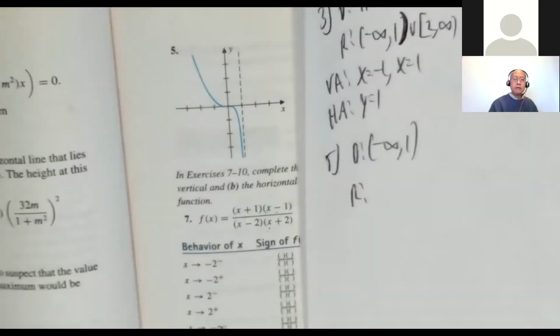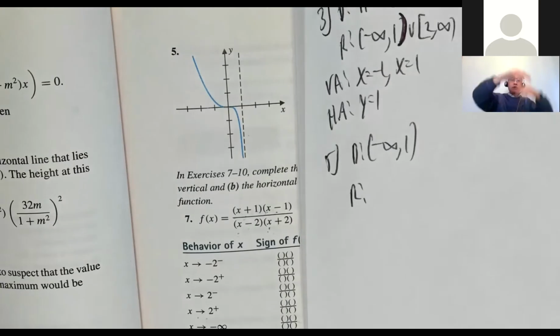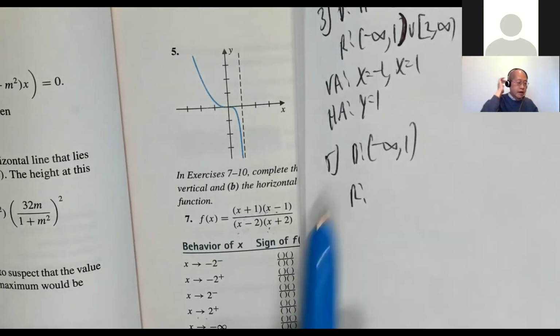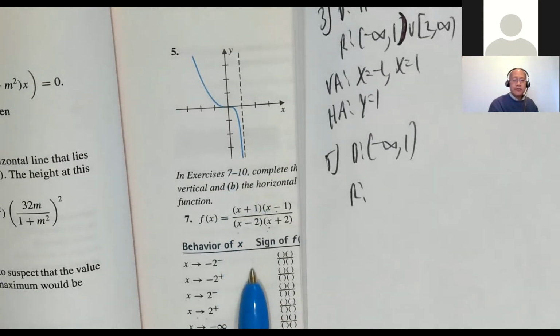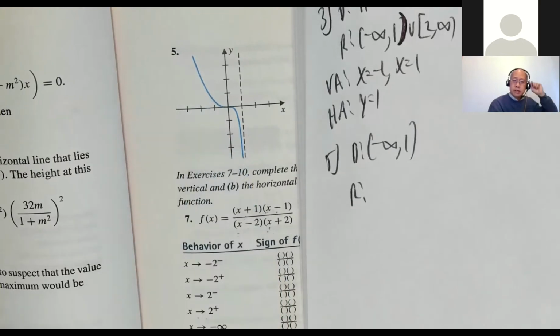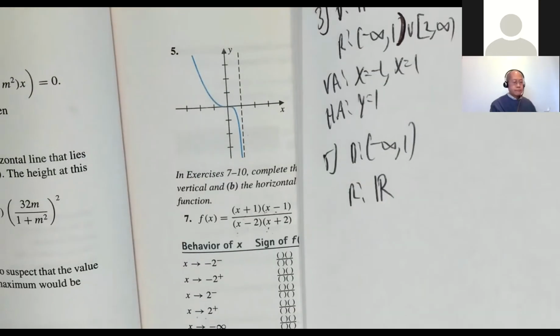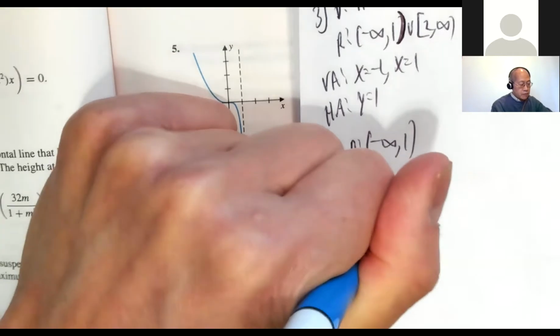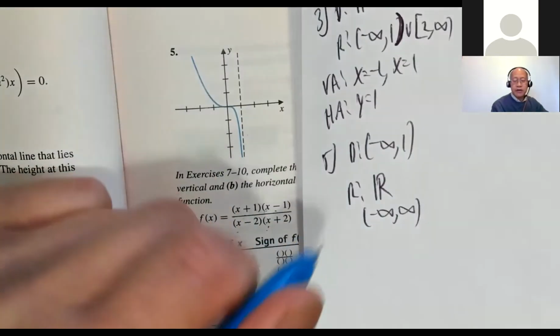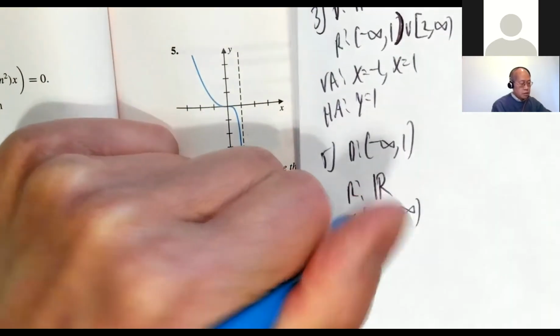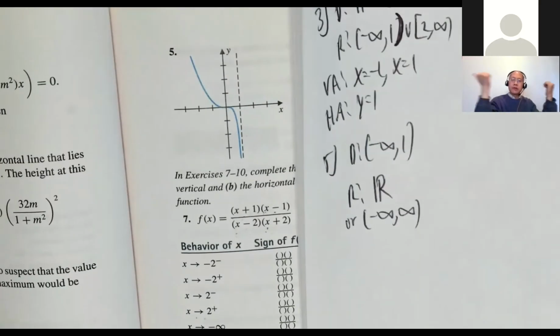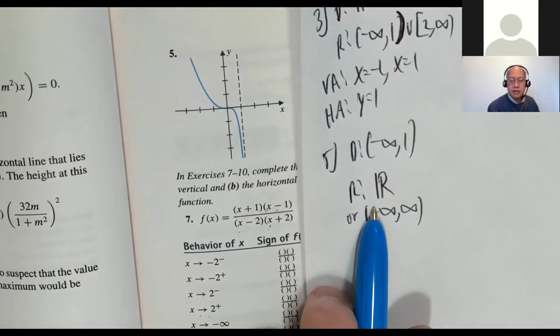Range, how high and how low does it go? And are there any excluded values? It goes infinitely far down. It goes infinitely up, and doesn't look like there's anything missing. So the range is all real numbers. Okay. By the way, yes, you could write all real numbers as -infinity to infinity, right? Because you're going all the way to the left and you're going all the way to the right. I prefer this, it's a little bit easier.